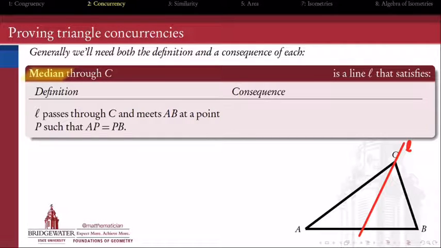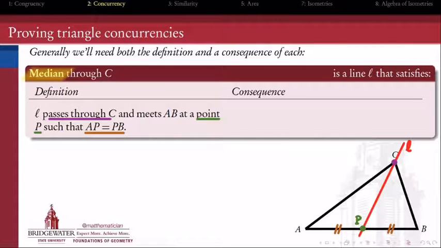So what's the median of a triangle? The median of the triangle ABC passing through the vertex C is a line, we'll call it L, passing through C, and the point at which it meets the opposite side AB, we're going to call it P, bisects that opposite side. So the distance from A to P and the distance from P to B are the same. It combines one of the elements of a perpendicular bisector, the bisection part. It cuts the side in half.